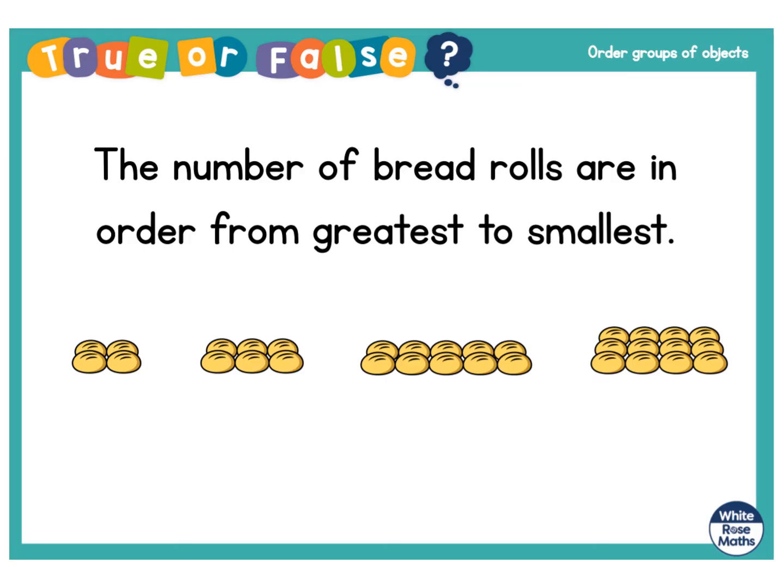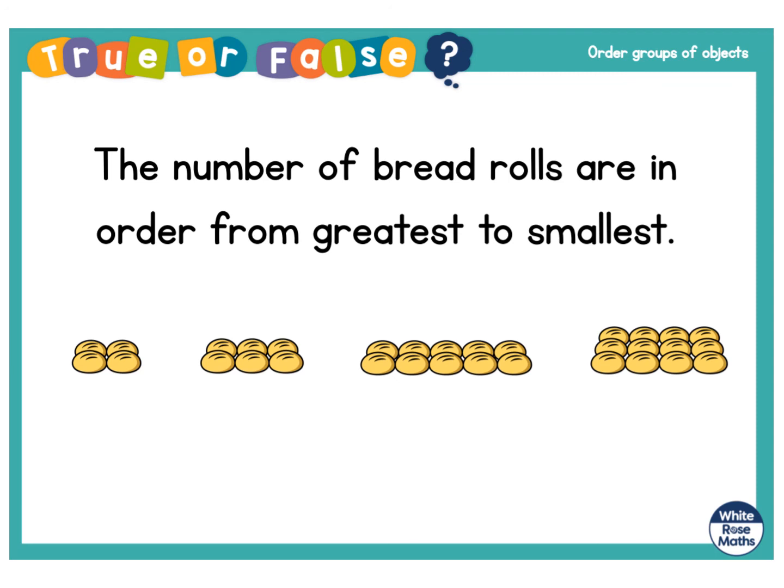Before we go on to our worksheet then, we have got a true or false, and it says here the number of bread rolls are in the order from the greatest to the smallest. So from left, we go the greatest amount to the smallest amount. Are they right? So we've got 4, 6, 10 and 12. Are they greatest to smallest?